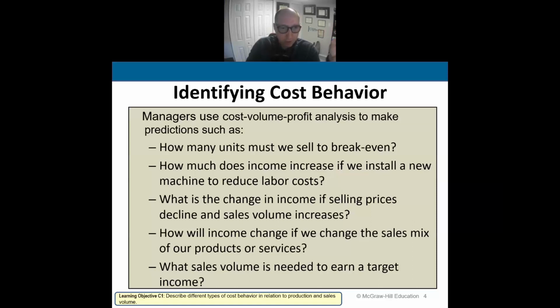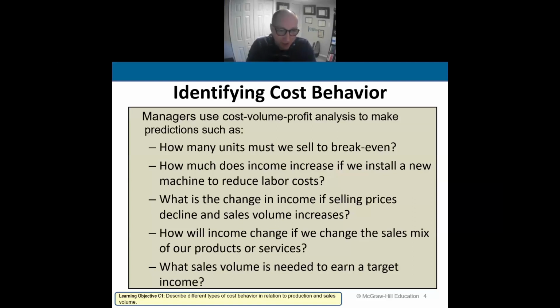We need to understand the cost because we also need to know how much income must increase or will increase if we install, like, a new machine to reduce labor costs. We think about things like, what if there's a change in the income if my sales price decreases and my sales volume increases? In other words, what happens if I put it on sale? If I reduce the sales price, will I sell more? Hopefully.